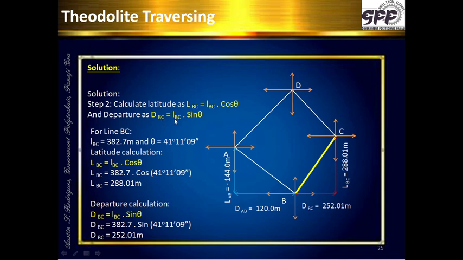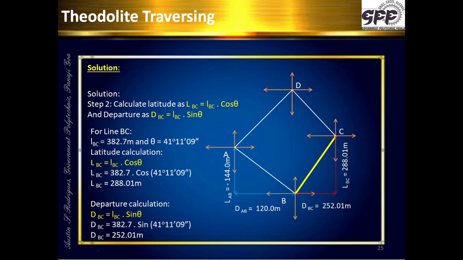Now departure calculation. Departure BC is equal to length BC into sin theta. Departure BC is equal to 382.7 into sine of 41 degrees 11 minutes 09 seconds. Calculating it further, we get departure BC is equal to 252.01 meters. Departure is the projection on the horizontal axis, so the magnitude of departure BC is 252.01 meters. Since it is in the eastern direction, this can be called easting also.